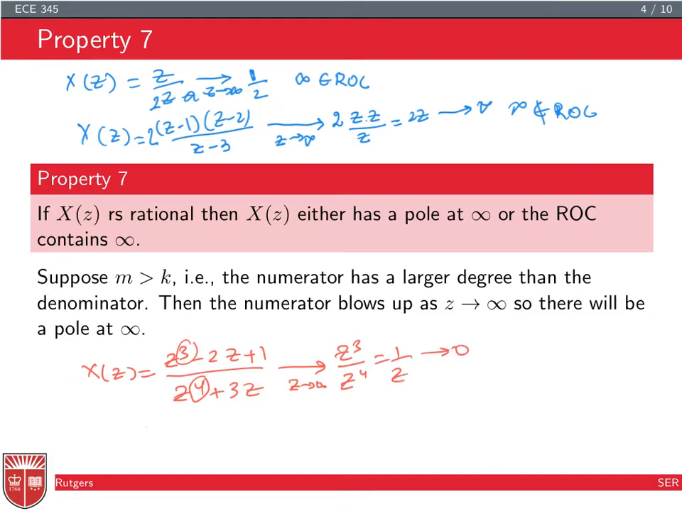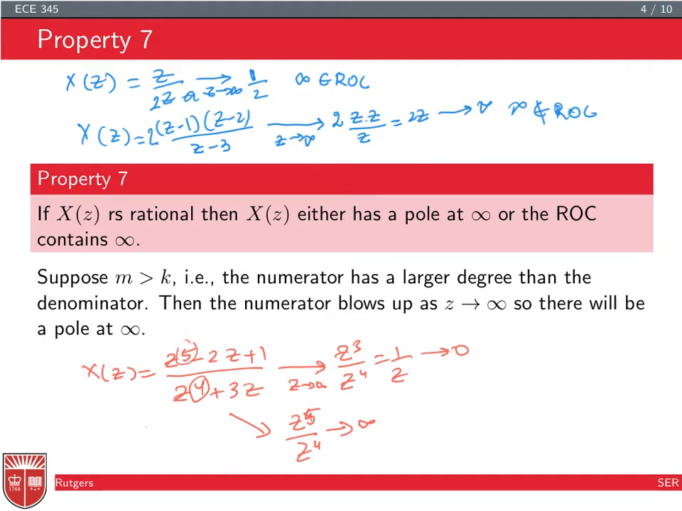Whereas if I had here z^5, then this is going to converge to z^5 over z^4, which goes to infinity. So this is the second case where infinity is not in the ROC. So infinity is a pole.